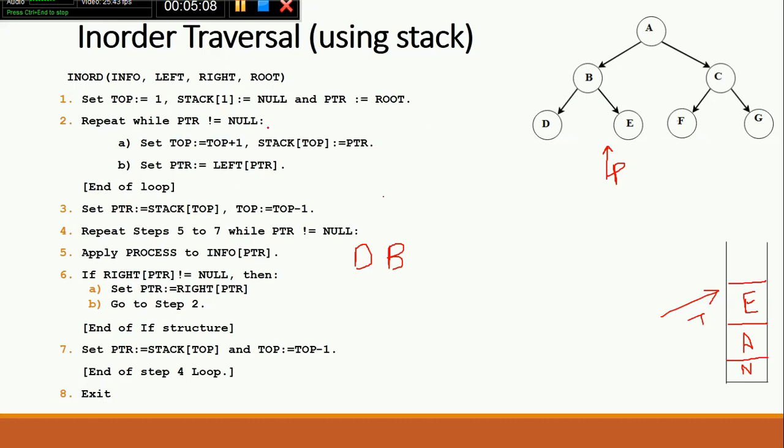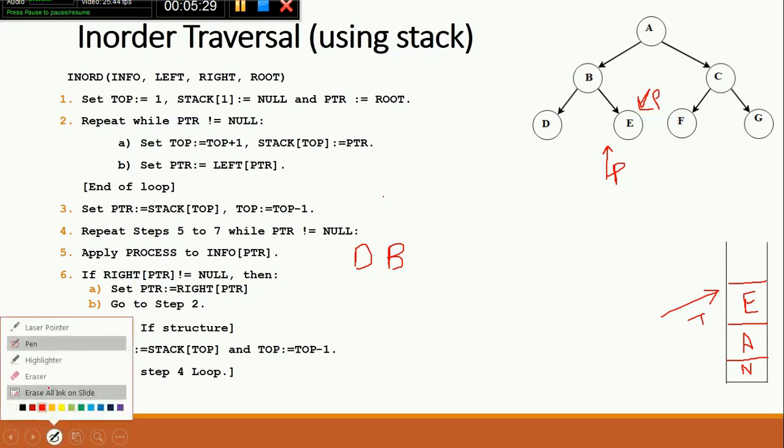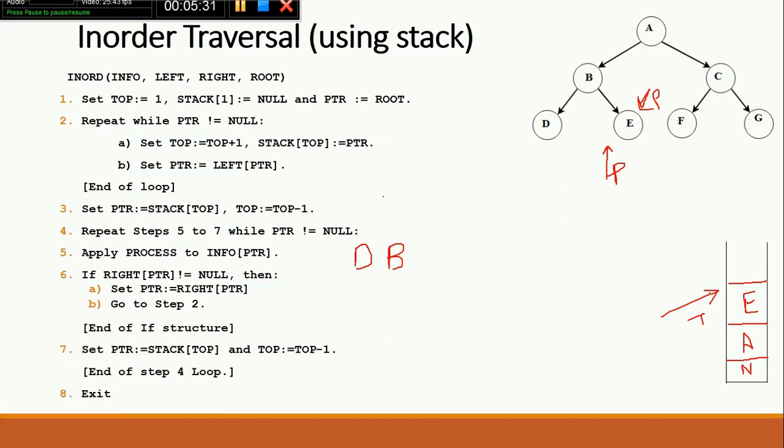Now again this loop is not going to work with step number 2 because the PTR is null here. So go to step 3. It says whatever you have in the stack top, the PTR should copy it. This PTR should jump there, so it will jump to E. The PTR is now here and top is equal to top minus 1. So I will delete this. It will be deleted, this will also be deleted.